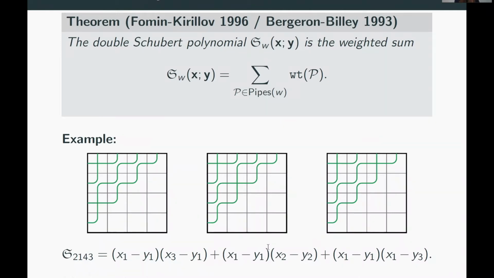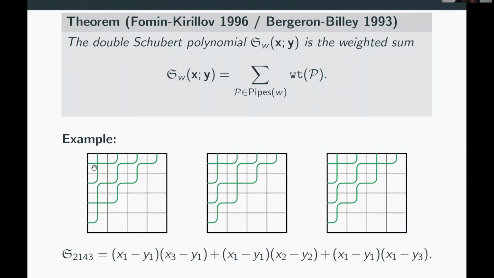There's a ton of combinatorial formulas. I'm just going to mention one for now, of Fomin–Kirillov and Bergeron–Billey, in terms of these planar histories called pipe dreams. And so the double Schubert polynomial can be represented as a weighted sum over pipe dreams. I'm not going to formally define them for today. Some of you have probably met them before, but if you haven't, feel free to ask me for more information at the break. But what I want you to take away from this picture right now is that you weight these objects by looking at where the crossings happen.